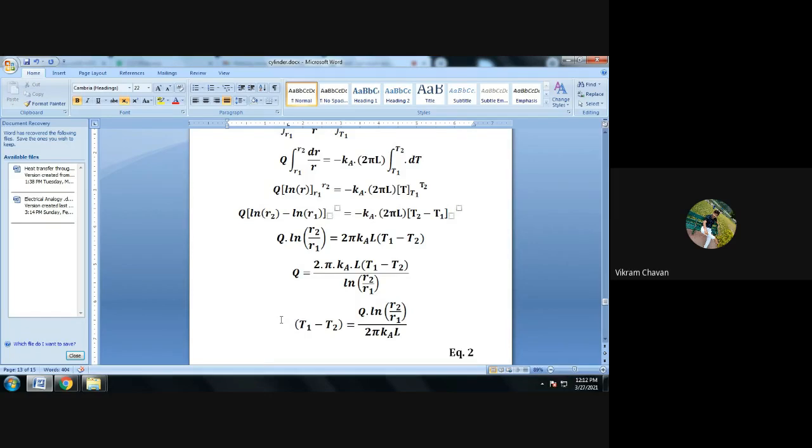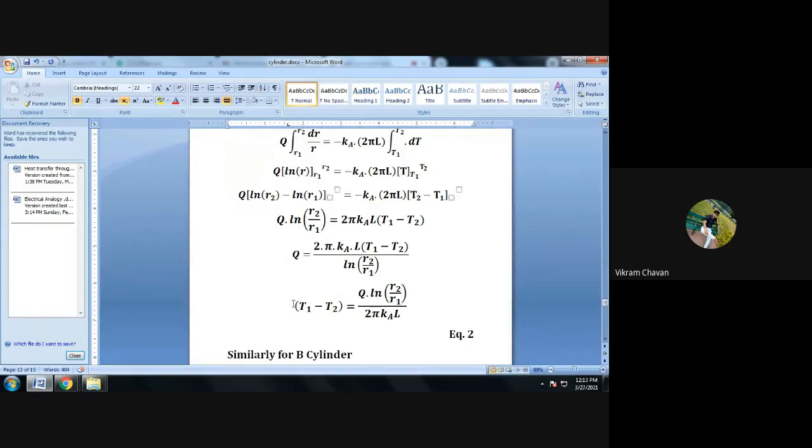Everyone with me? Everyone reach up to this particular point? Have you written this equation? Everyone reach up to this point? Shall we move ahead?